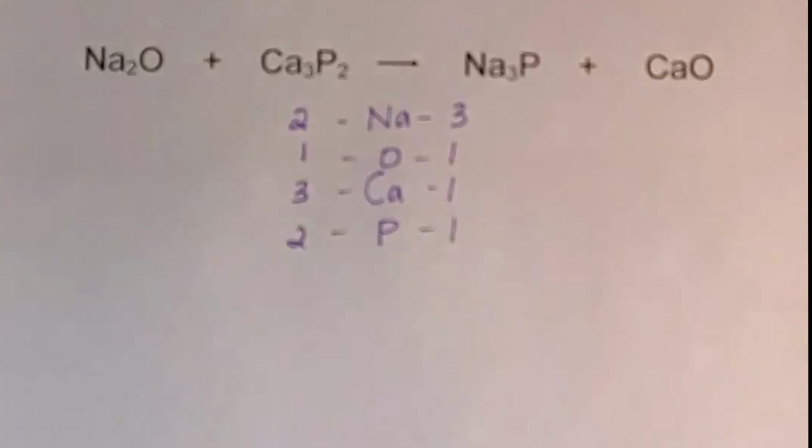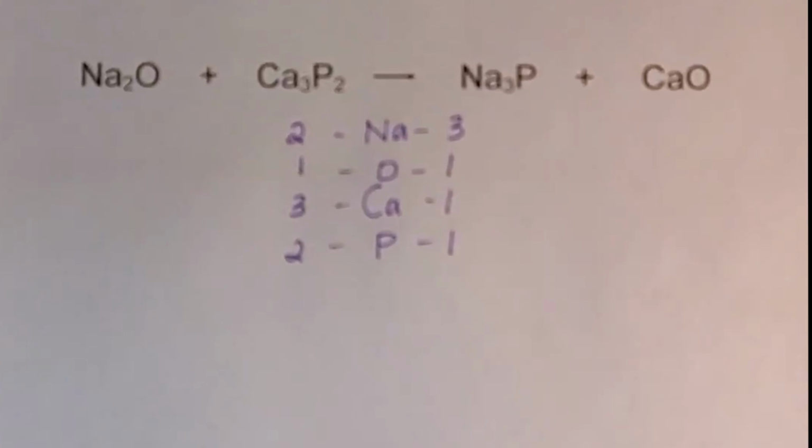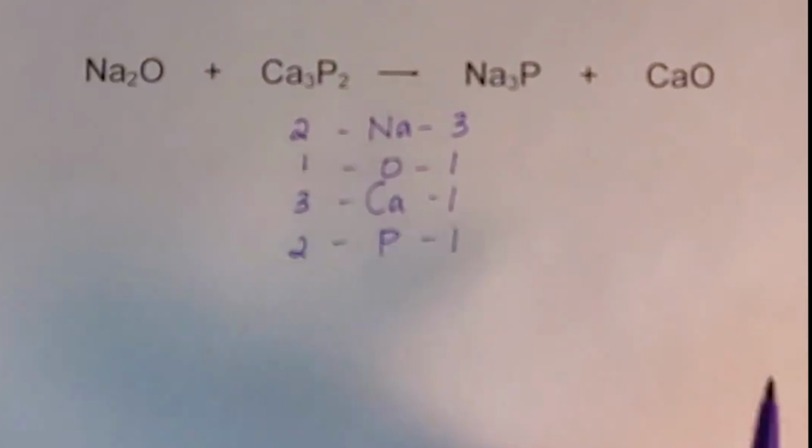Please notice that the numbers on the left-hand side read 2, 1, 3, 2, and on the right they read 3, 1, 1, 1. We want to get to the point where those numbers are exactly the same. That's when our equation will be balanced. All we can do is add coefficients. Remember that we are not allowed to change the subscripts.